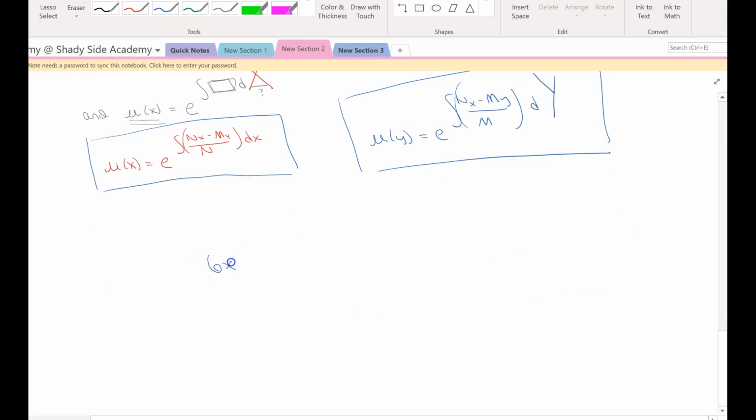I'll write it right here. You're going to solve 6xy dx plus 4y plus 9x squared dy equals 0. Here's my question for you. In the course of solving this diffie-q, how do you know which integrating factor to pick?